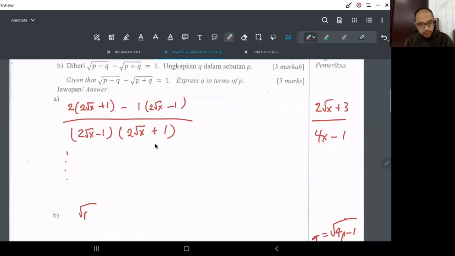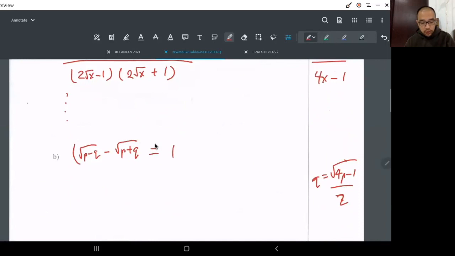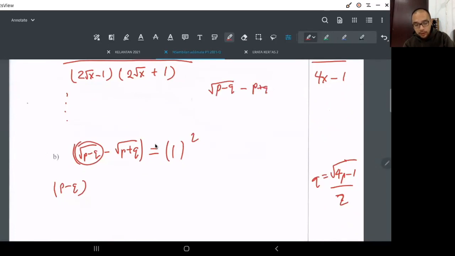Square root of (P minus Q) minus square root of (P plus Q) equals 1. The only step you can do is to square both sides. So you square both sides, and you get this super long expression. Don't worry. When you square, you will get P minus Q, and if this helps, minus the square root of (P minus Q) times the square root of (P plus Q).